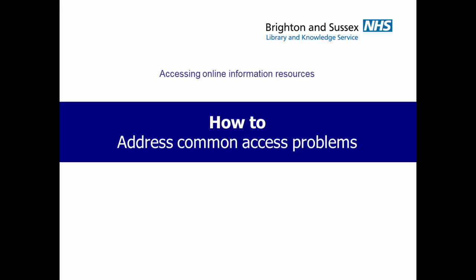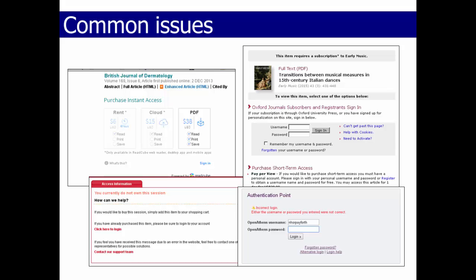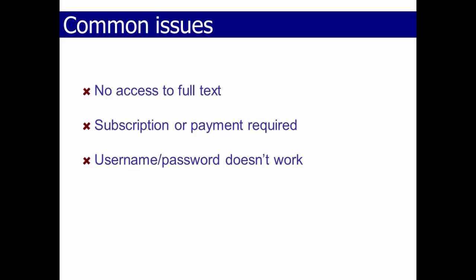Part 5, How to address common access problems. So what happens if something goes wrong? We'll now look at some common issues with accessing online resources and what you can do if you encounter them. The most common and frustrating issue is clicking on the full text link for an article and being told that you don't have access to it. Sometimes the site will ask for a one-off payment, sometimes you will just be told that you don't have a subscription. There are a few things to check at this point.